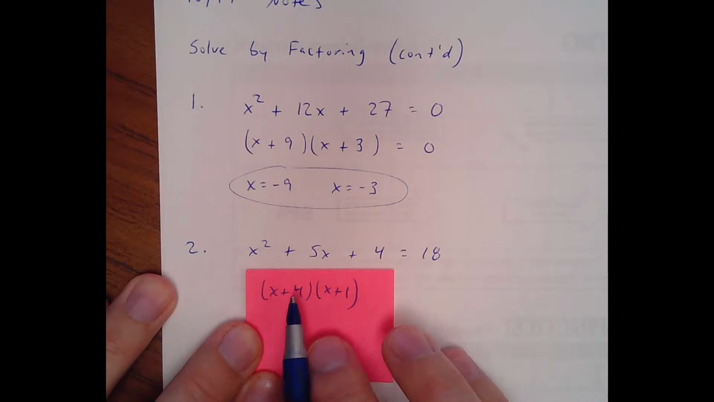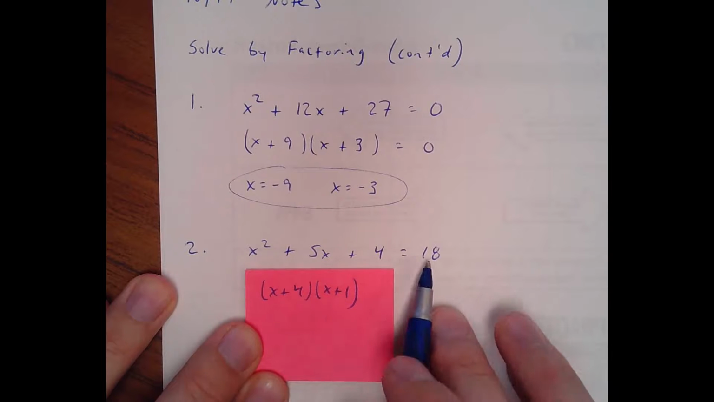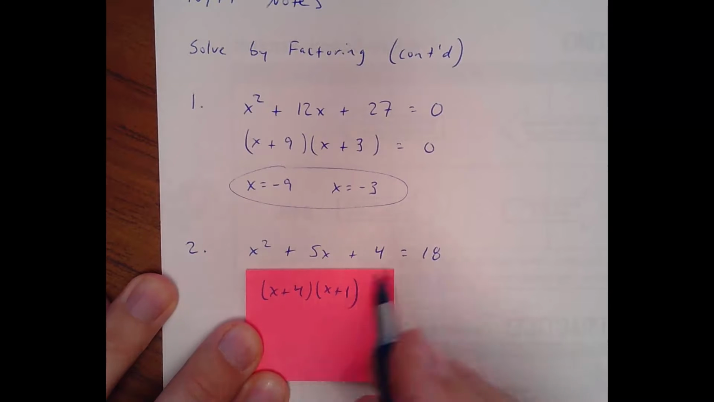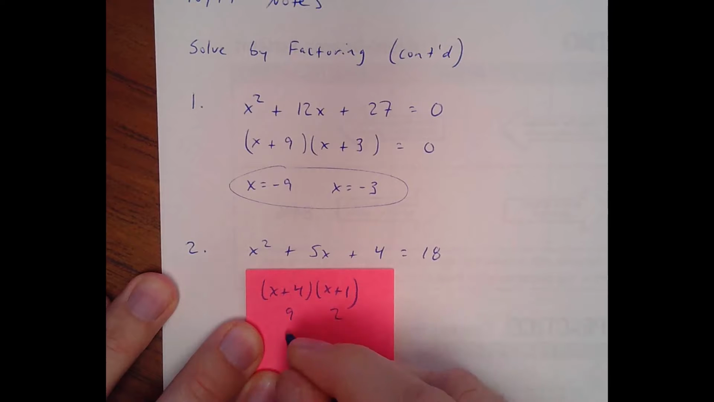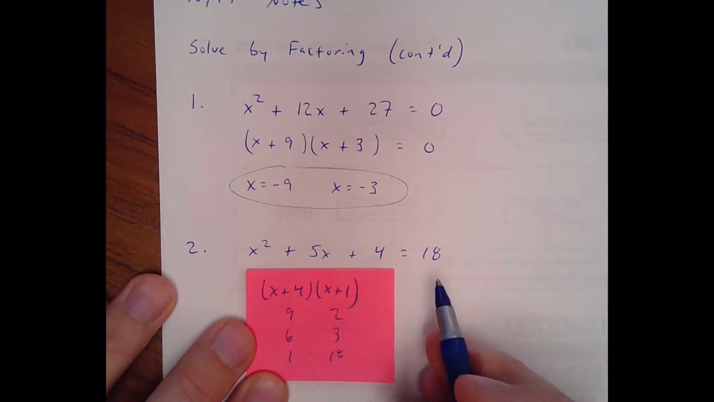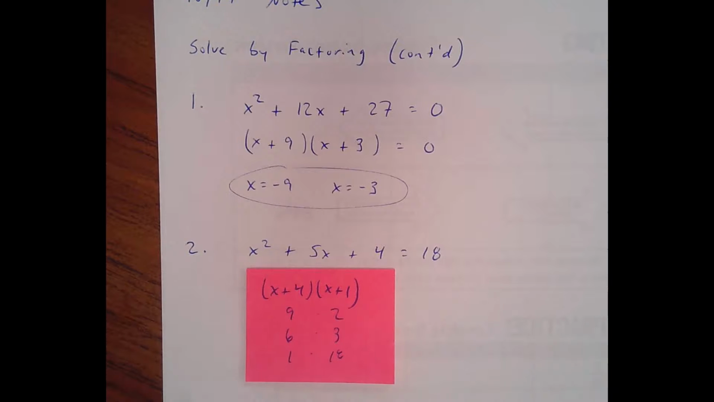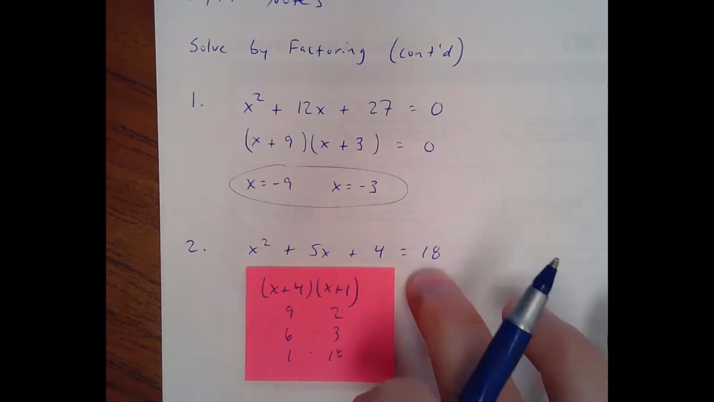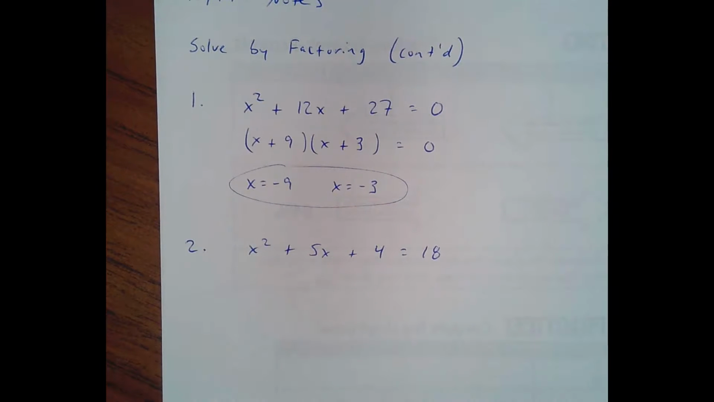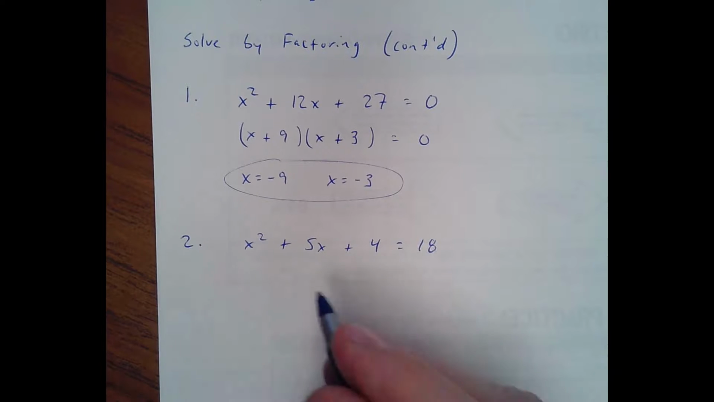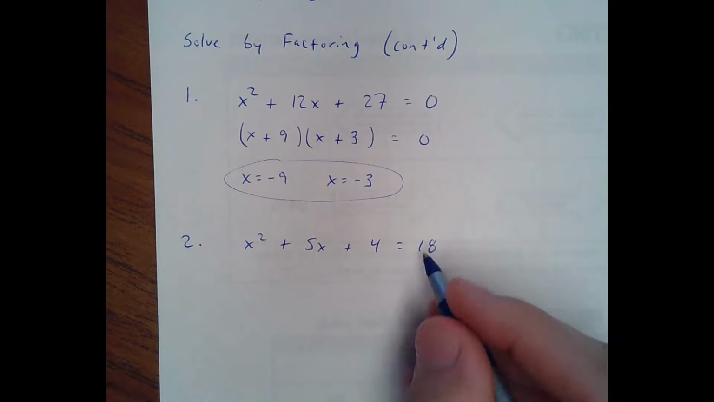So now if this times this equals 18, we don't know what to make these values. Like, should I make this 9 and this 2 to make 9 times 2, 18? Should I do 6 times 3? Should I do 1 times 18? So there's all these options to make 18, and we don't know which option to do, which is why we don't want it equal to 18. So instead, we are going to set it equal to 0. Some of these problems, you're going to have to rearrange them to make it equal to 0.